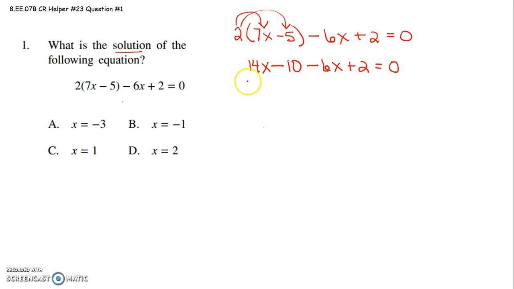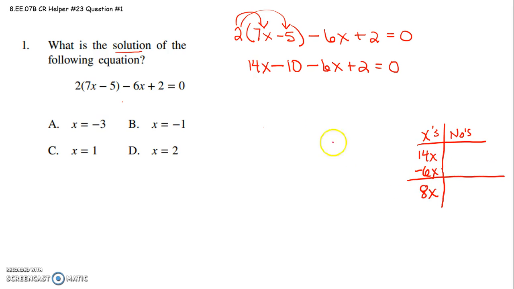Now, you probably in class do your x's and o's. We're going to combine like terms. We'll put our x's together on this side of the equal sign, and we'll put our numbers together on this side of the equal sign. So I'll do my little x's and o's chart, if that's what you're most comfortable with. So I have a 14x, I have a minus 6x. 14x minus 6x is 8x.